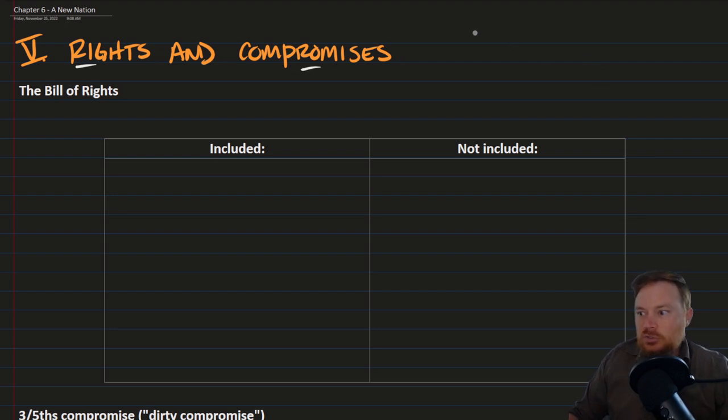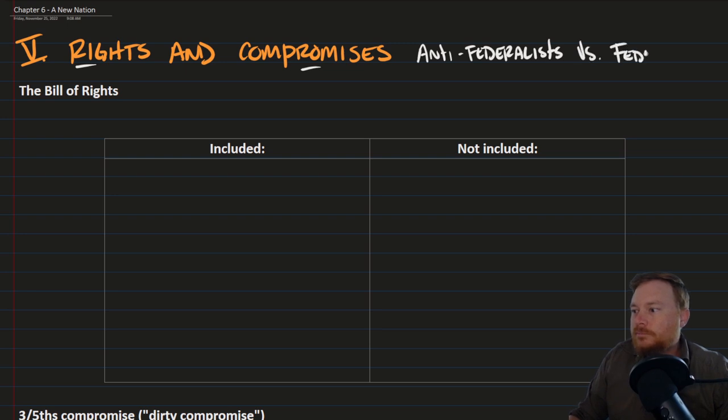Section 5, rights and compromises. One of the big disagreements between those that opposed the Constitution, the anti-federalists, versus those who supported the Constitution, was this question about a Bill of Rights. It was without a doubt that the United States Constitution marked a shift towards a stronger, more efficient government.